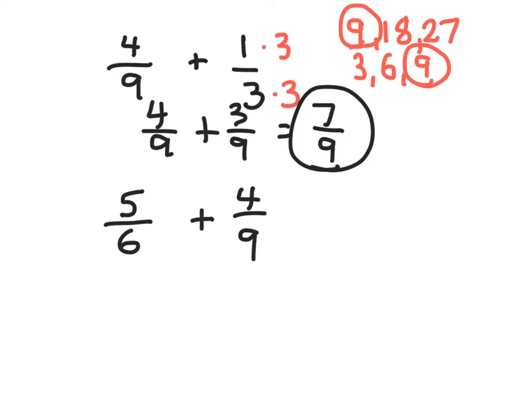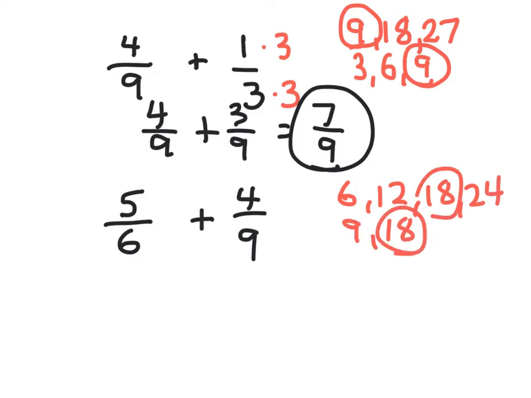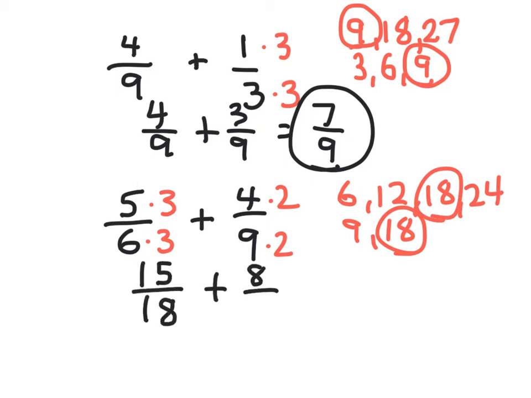Welcome back from pausing the video. If I'm making a list of multiples for 6 and for 9, I see that 18 is the least common multiple. So I'll multiply 9 times 2 and 4 times 2, and then 6 times 3 and 5 times 3. That would give us equivalent fractions of 15 over 18 and then 8 over 18. Add them together. 15 plus 8 equals 23 over 18.